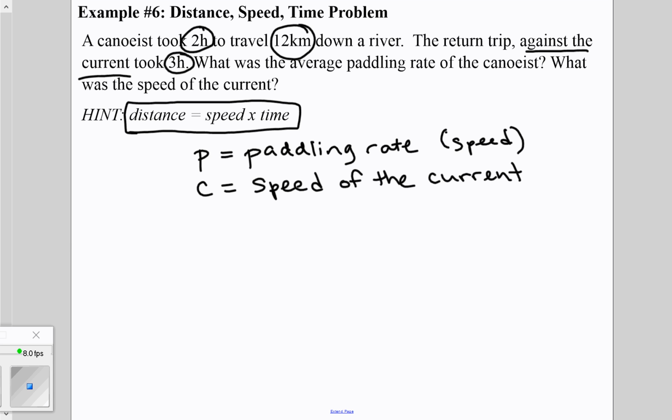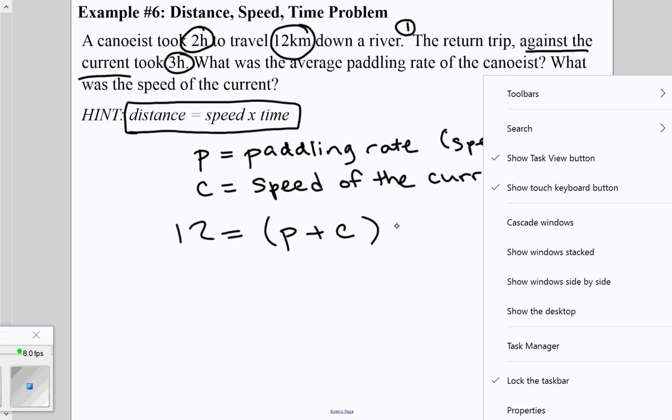So for equation 1, the canoeist is traveling down the river. So this will be our equation 1. The distance is 12, and 12 equals a speed of the paddling rate plus the current, because the current's going to help you, multiplied by time. And the time in this case is 2.